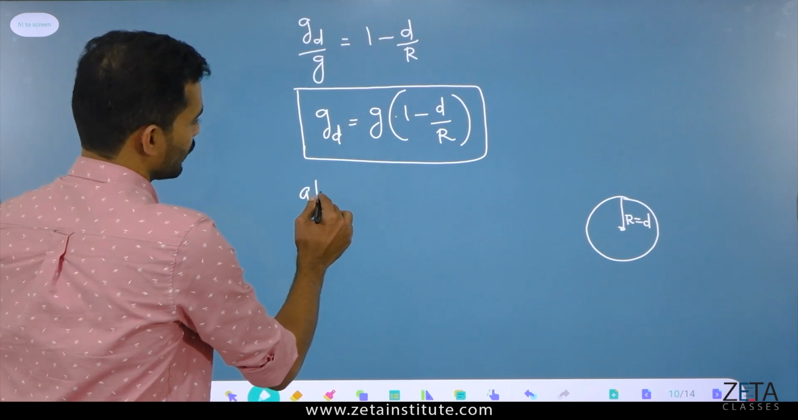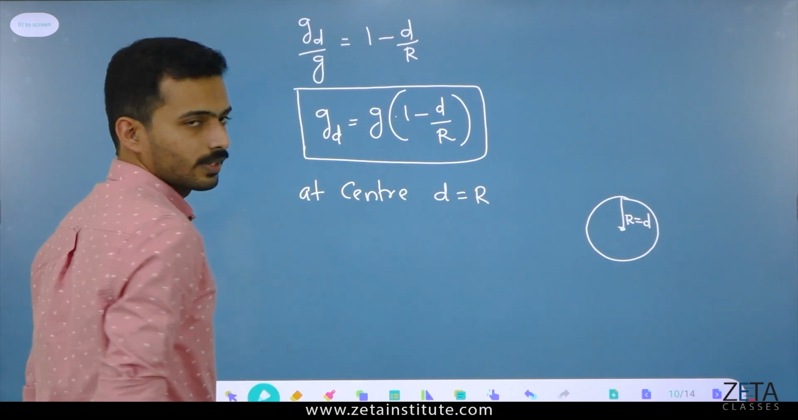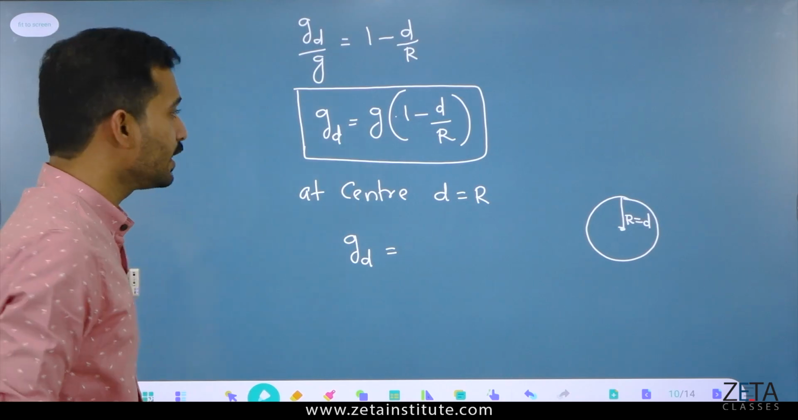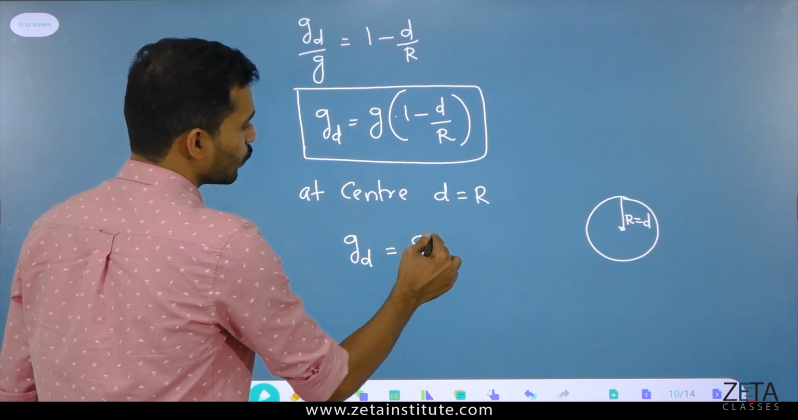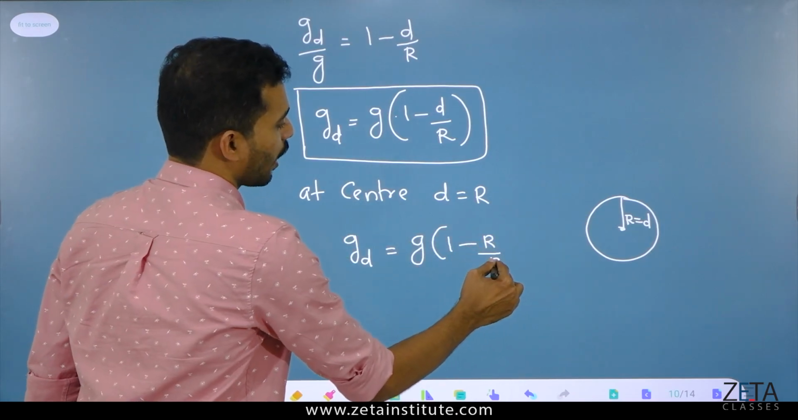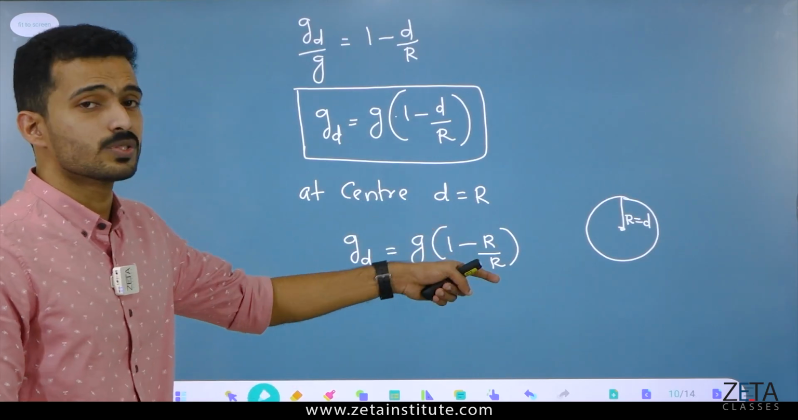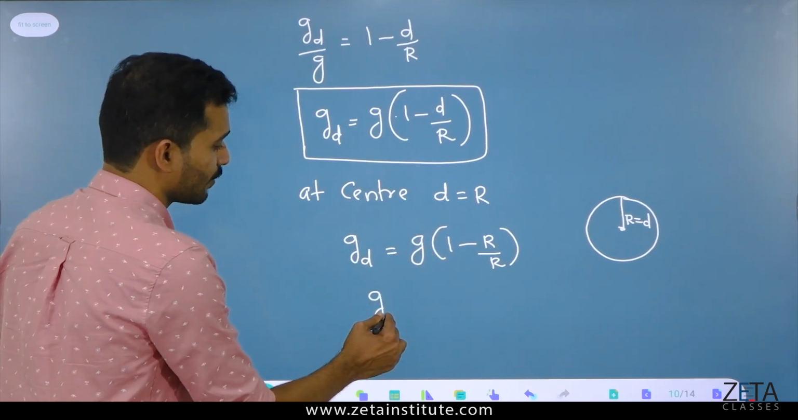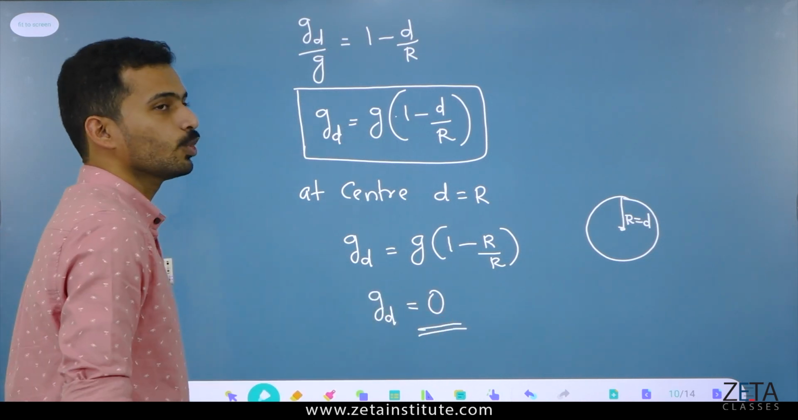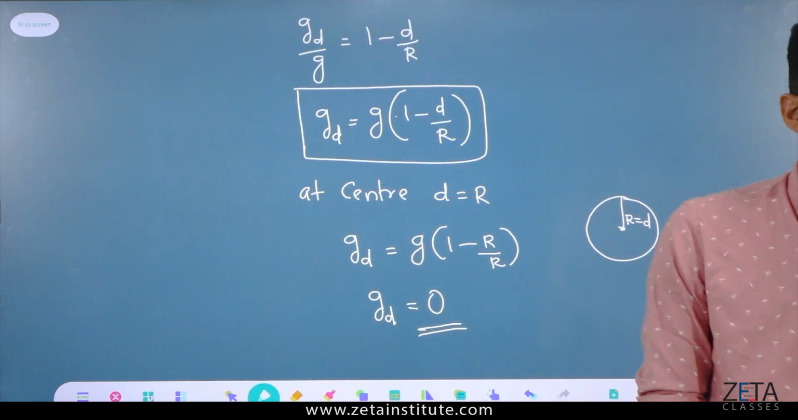At the center, d is equal to R. So gd, the acceleration due to gravity at a depth d, can be taken as g into 1 minus d by R. D is R, that is R by R, which is equal to 1. 1 minus 1 is equal to 0, g into 0. The value of acceleration due to gravity at the center of the earth is equal to 0. Keep in mind, the value of acceleration due to gravity at the center of the earth is equal to 0.